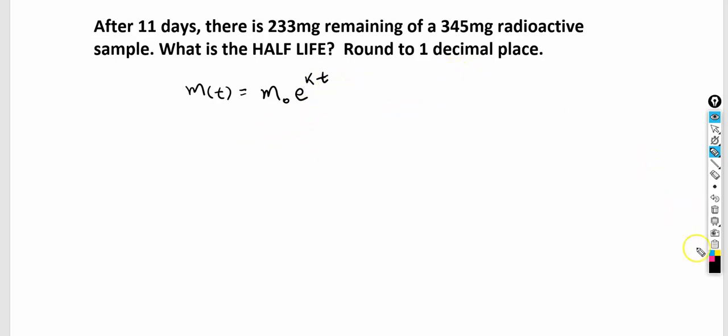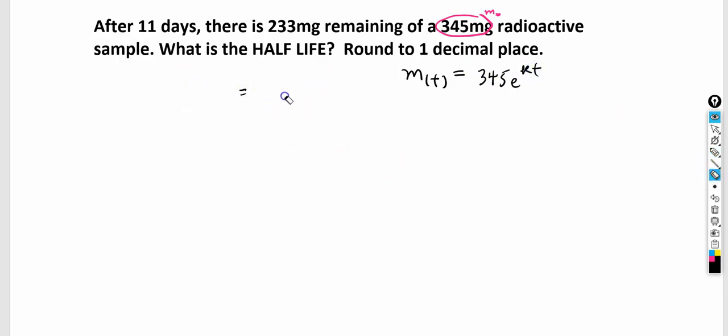Okay, so this amount here is how much we started with, and so that's our m naught. And so already I can refine this equation. So my mass after time t is equal to what I started with times e to the power of k times t. I don't have to worry about that. Now, what other information do we have?